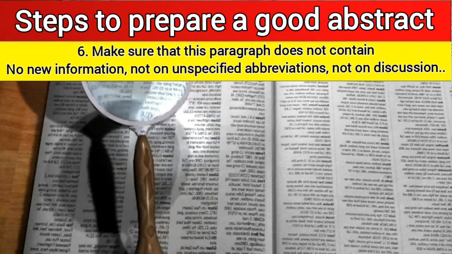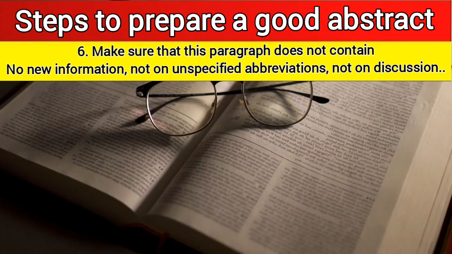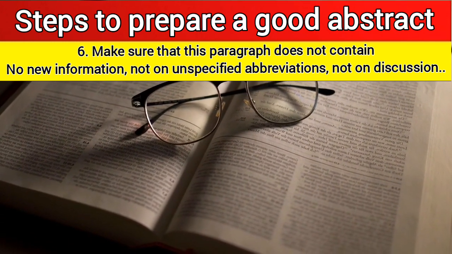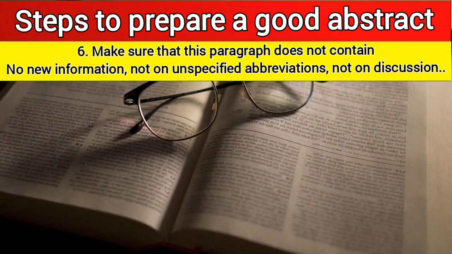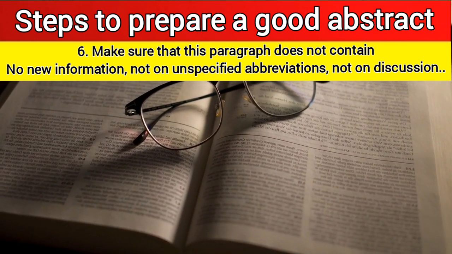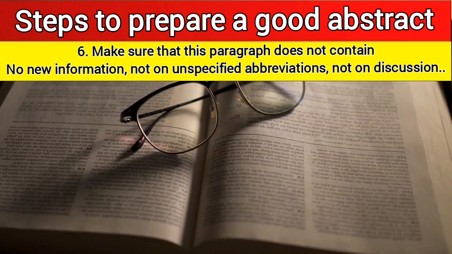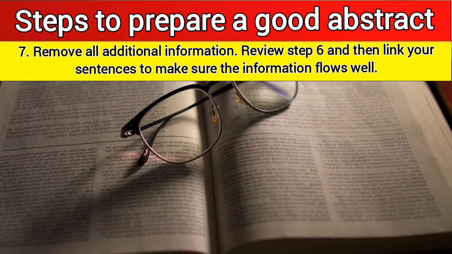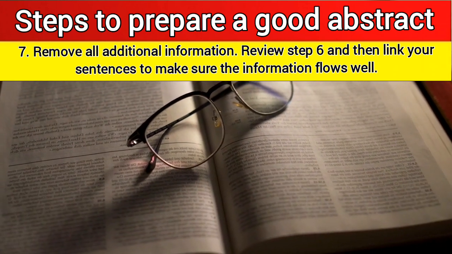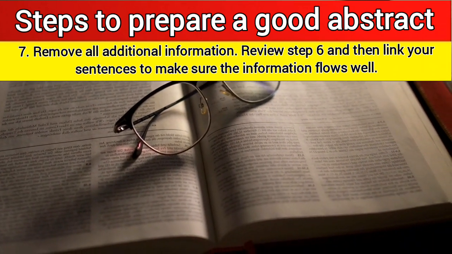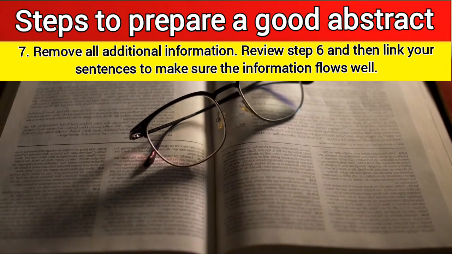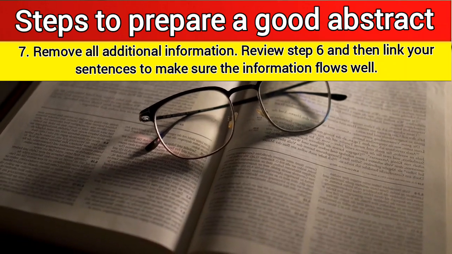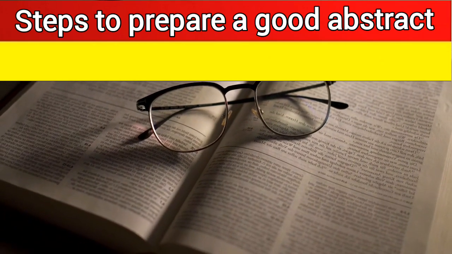6. Make sure that this paragraph does not contain new information not found in the paper, unspecified abbreviations, discussion of previous texts or citations, unnecessary details of the methods used, or abbreviations not very well known in your field. 7. Remove all additional information. Review step 6 and then link your sentences to make sure the information flows well, preferably in the following order: purpose, base study design, methodology and techniques used, significant findings, summary of your interpretations, conclusions, and implications.